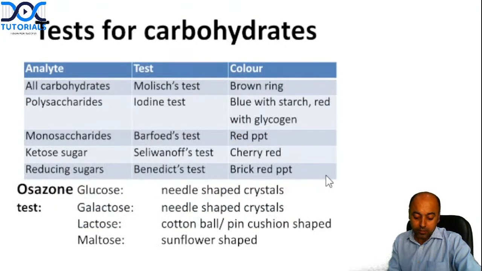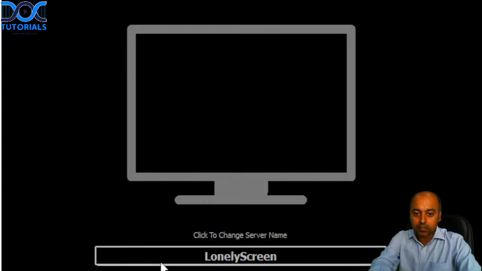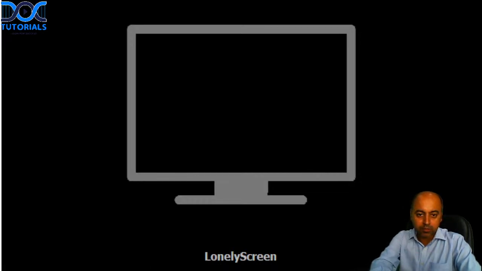Okay. To distinguish between the different reducing disaccharides, we can do the Osazone crystal test. We can do the Osazone crystal test to distinguish between the lactose and the maltose.